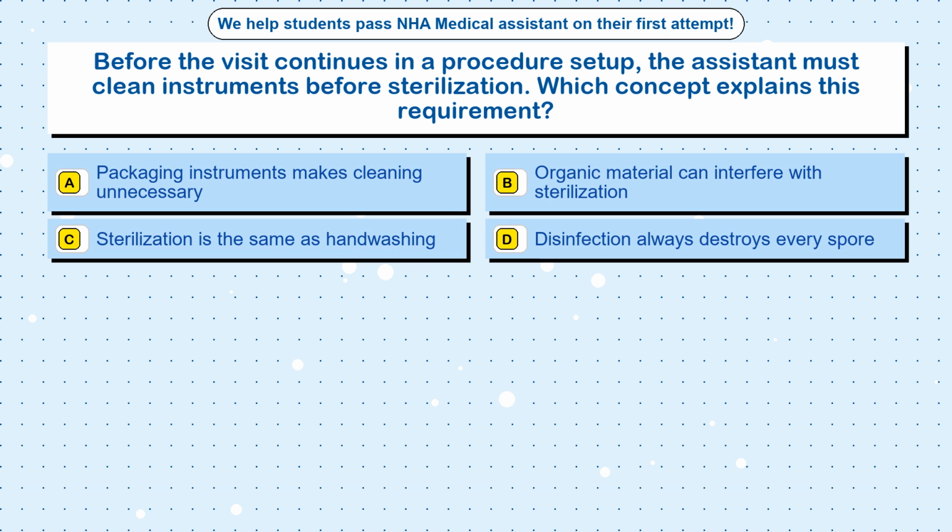Option A. Packaging instruments makes cleaning unnecessary. Option B. Organic material can interfere with sterilization. Option C. Sterilization is the same as hand washing. Option D. Disinfection always destroys every spore.